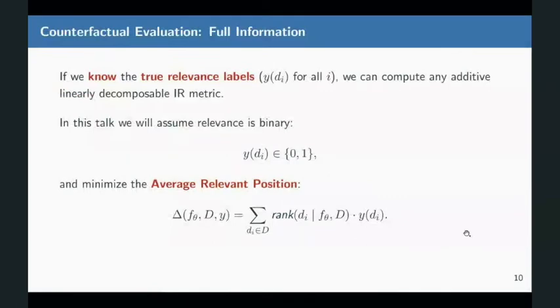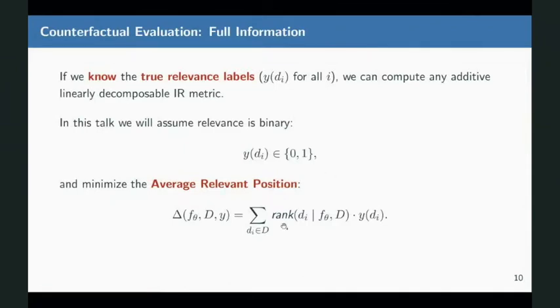Before we get into the counterfactual part, let's consider the easy case where you have your true relevance labels. Let's say that I know exactly what's relevant and what isn't. I'm going to keep it simple for this talk. So I'm going to denote relevance with the Y. This is the relevance for document d_i. It's either going to be 0 or 1. We have binary relevance. And you can do this for any information retrieval metric, recall, precision, etc. For this talk, I'm going to minimize average relevant position.